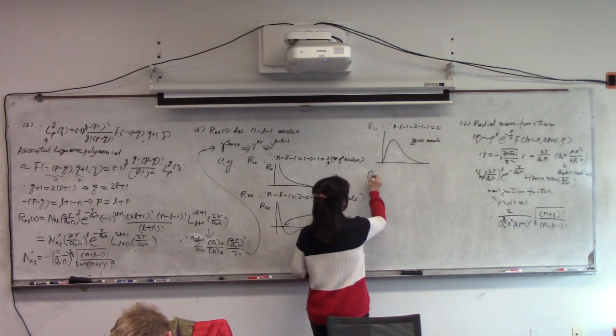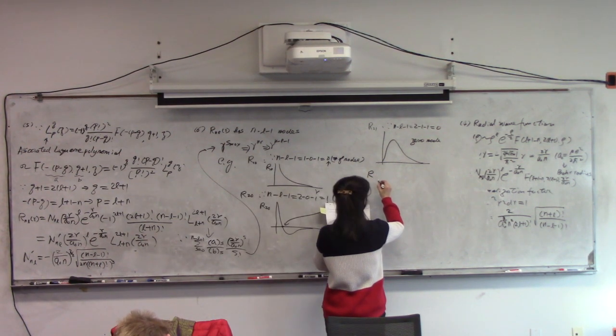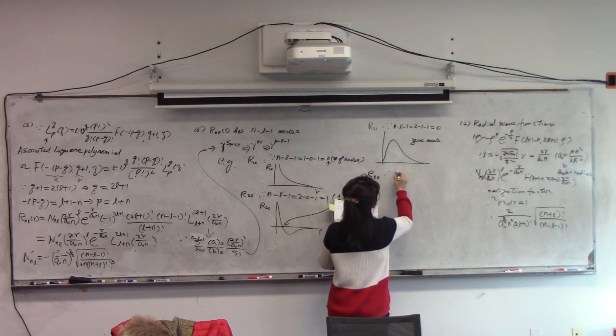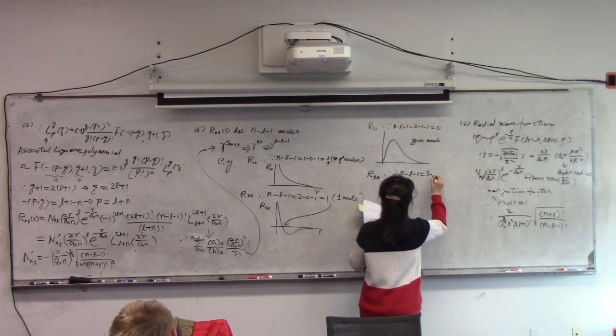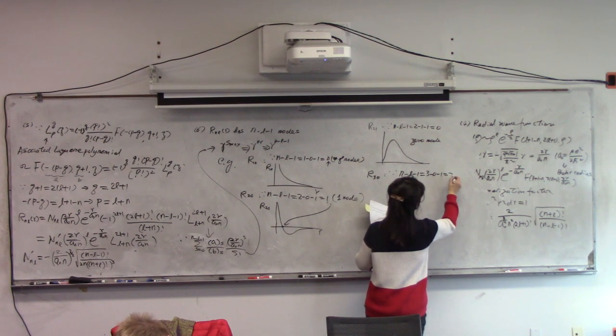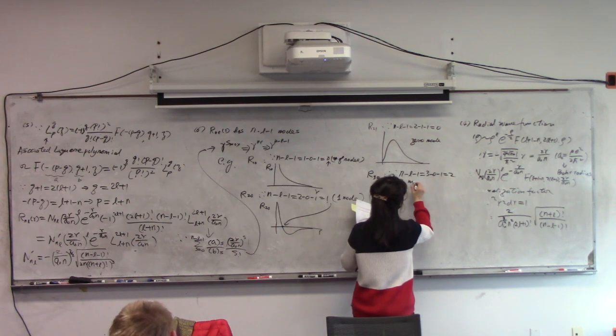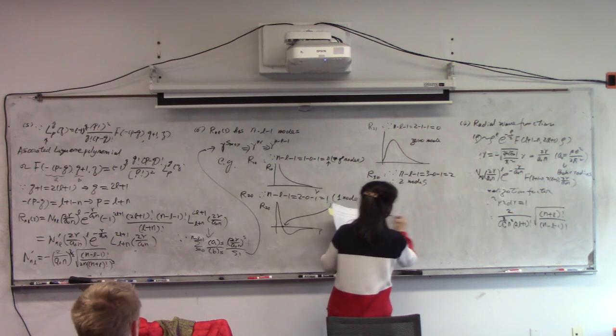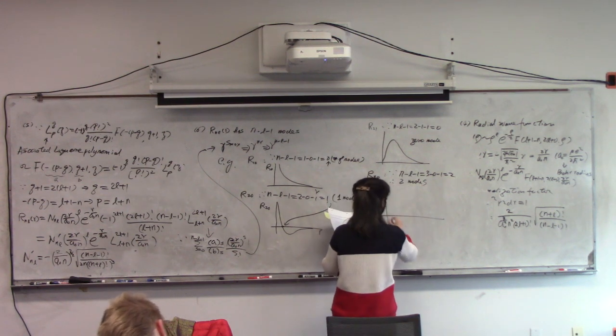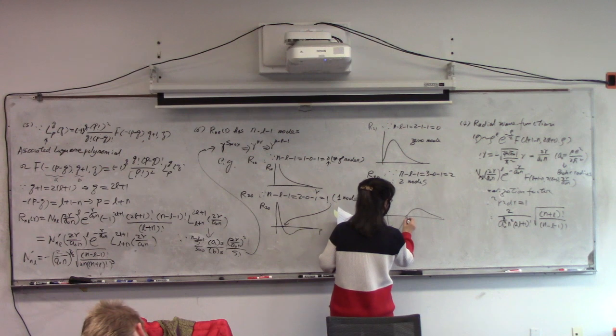And then another one, R30, because n minus L minus 1, in this case 3 minus 0 minus 1, is 2. So we have 2 nodes. And what does it look like? We have 2 nodes here.